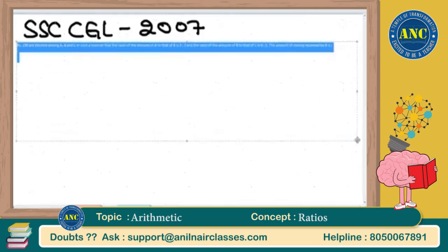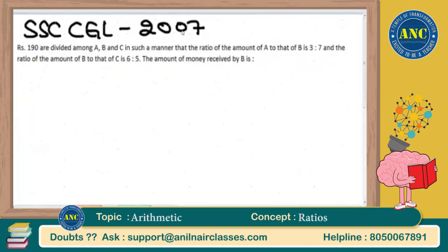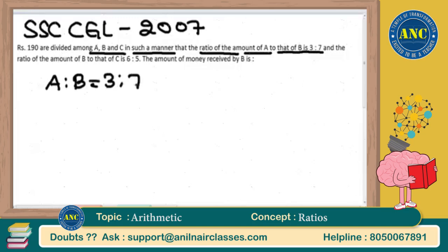Now we are coming on to application of compound ratios. We will see how to solve application based questions using compound ratio. See here. Rupees 190 is divided among A, B and C in such a manner that the ratio of amount of A to that of B is 3:7. A is to B is given as 3:7 and the ratio of amount of B to that of C is 6:5. B is to C is 6:5.